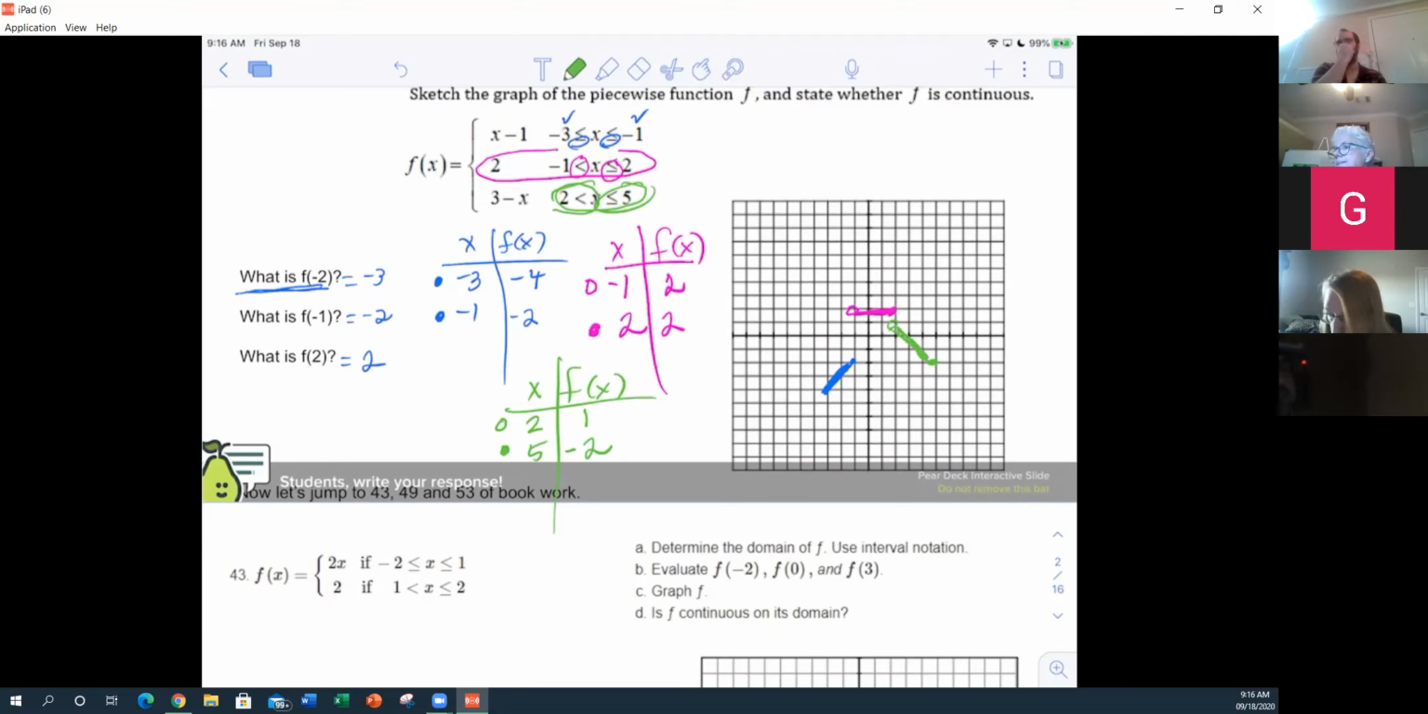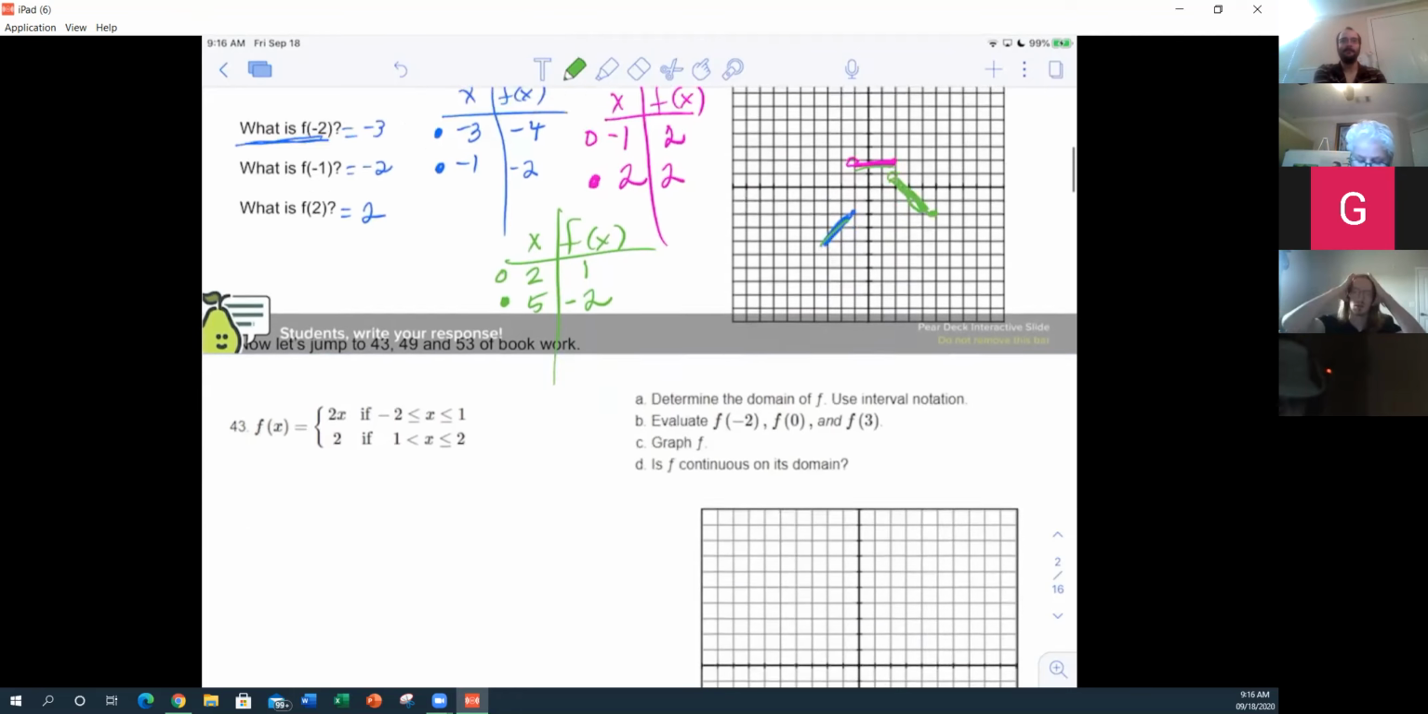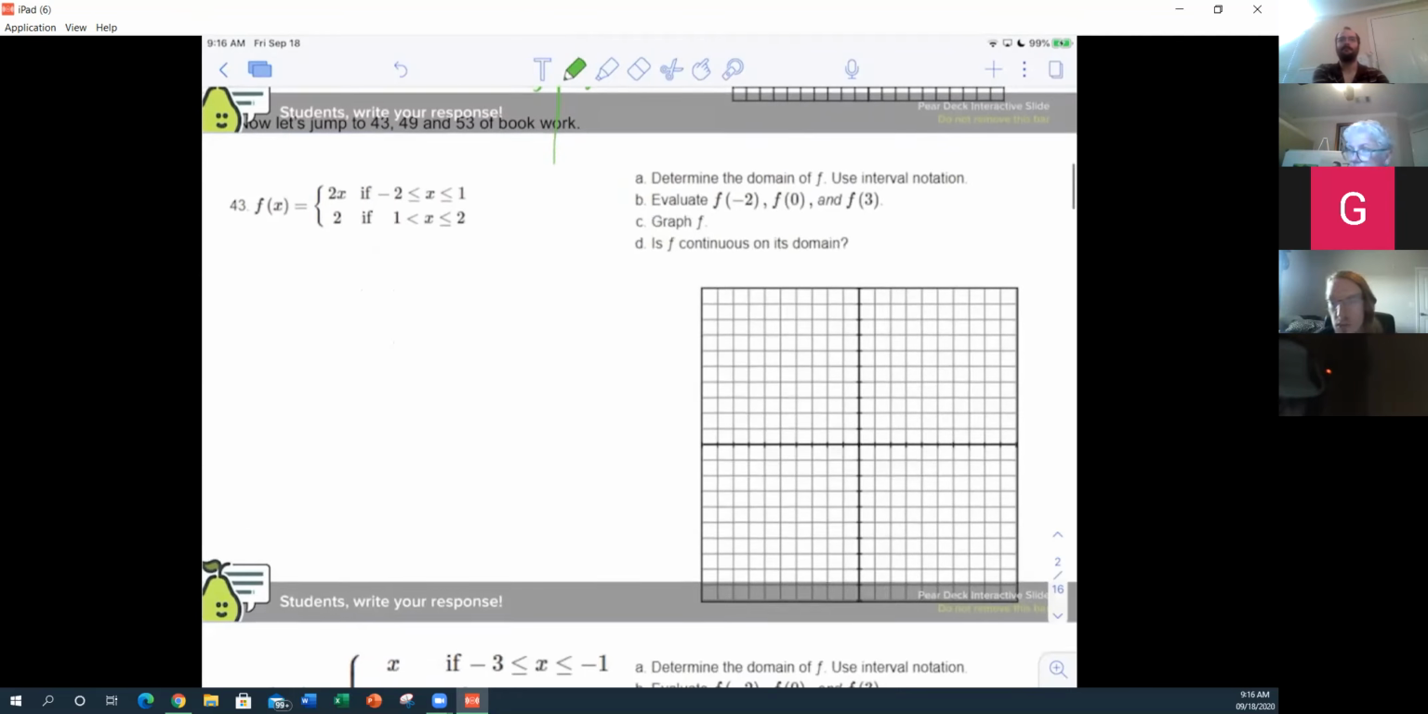So there's my third piece. All right, so the question here is: is this graph continuous? And it's really easy to know if it's continuous. If you can draw it without picking up your pencil, then it's continuous. But obviously this one is discontinuous, because there's no way I can draw this without picking up my pencil. Okay, then this one, number 43, is on the homework.